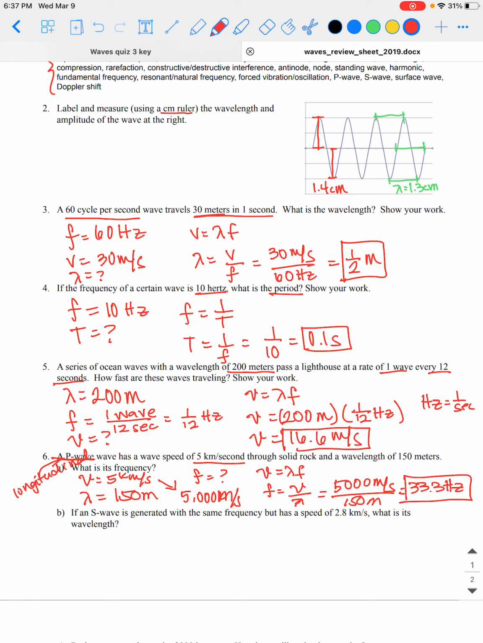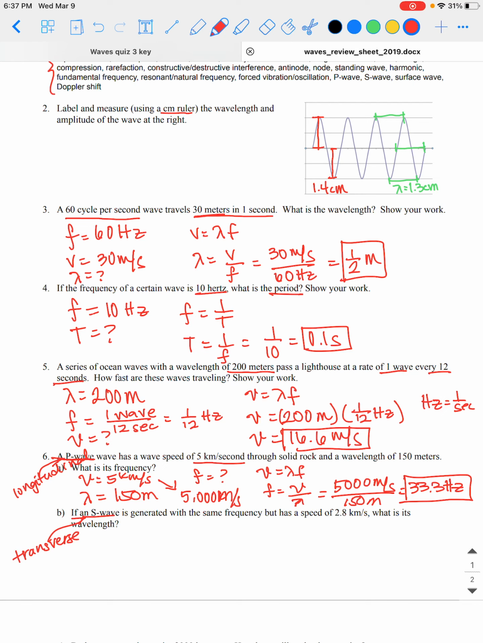Generally, you want to keep everything in meters. For waves, you can keep it in kilometers as long as everything else matches kilometers. So if you decided to convert the 150 meters to 0.150 kilometers, that would work out just fine too. Again, S wave is a transverse wave because the S shape looks like a transverse wave.